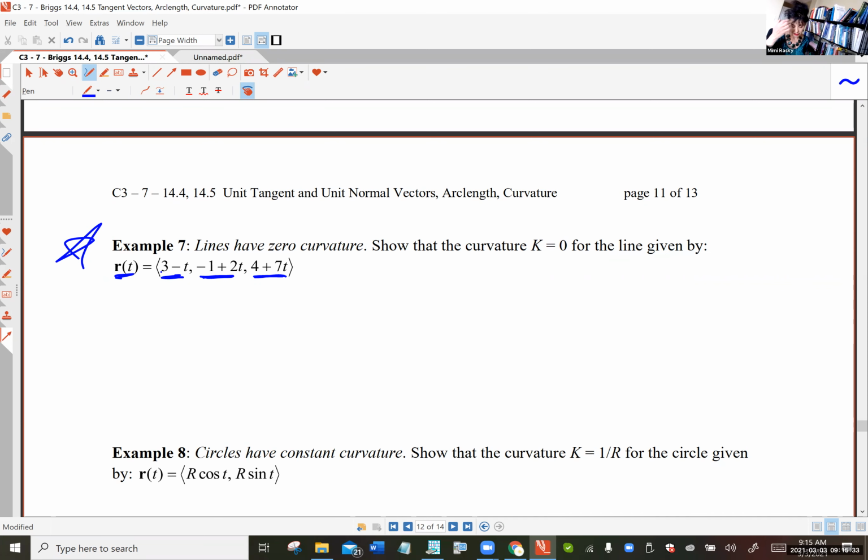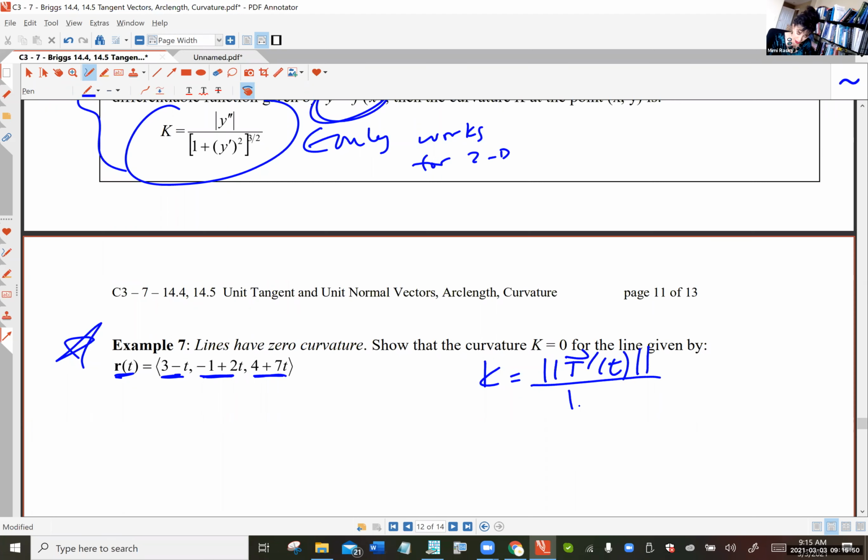Now, if we're going to use the curvature formula, I'm going to use this one right here. K is traditionally used for curvature. We're going to use K is the magnitude of big T prime divided by speed, which is the magnitude of your velocity vector. It's going to turn out that that's going to be 0. Really? Yeah, well, show it.